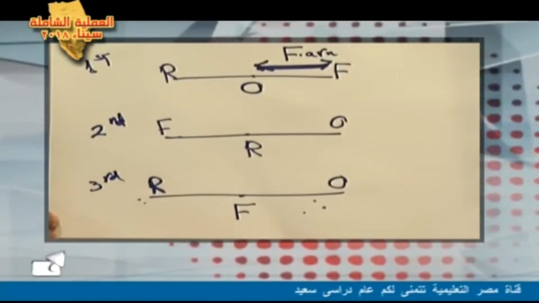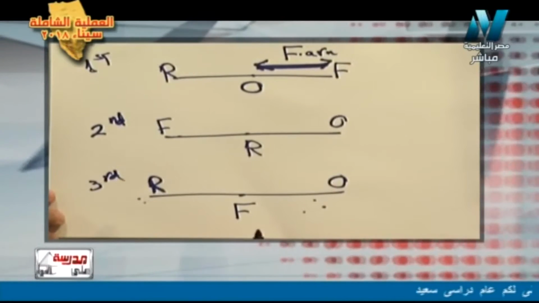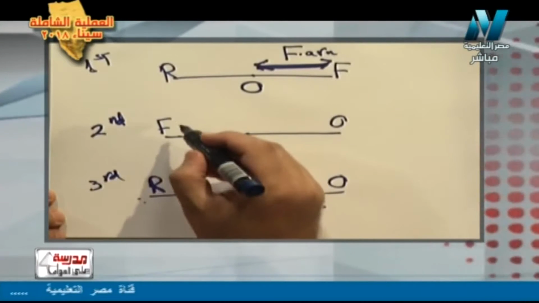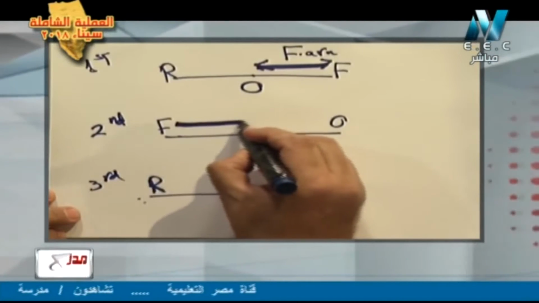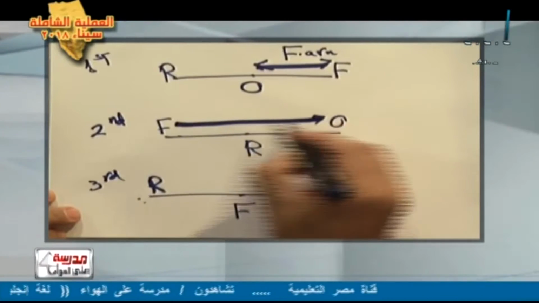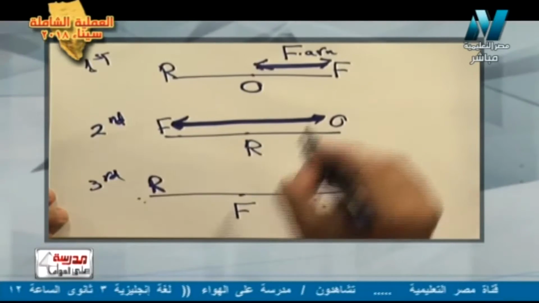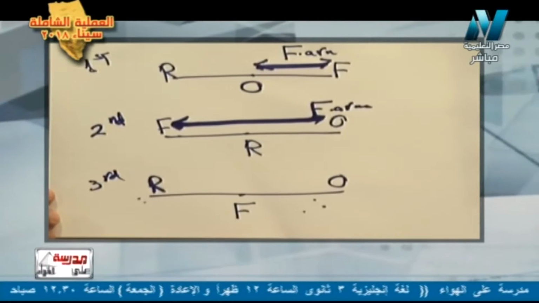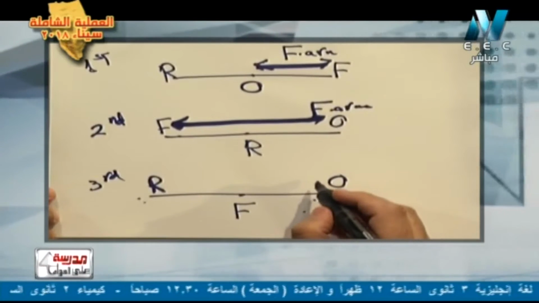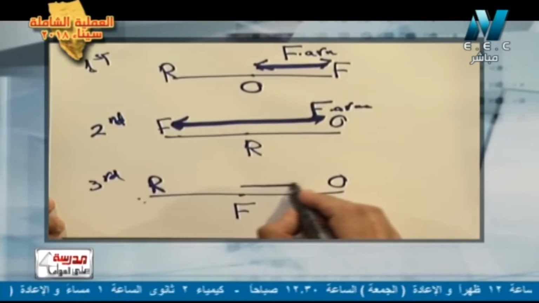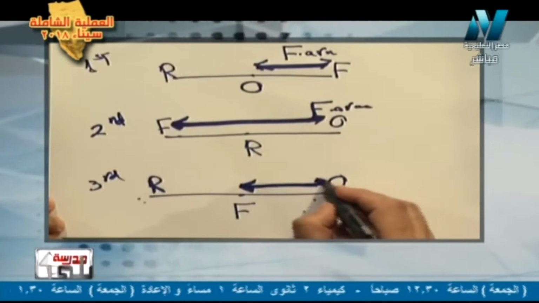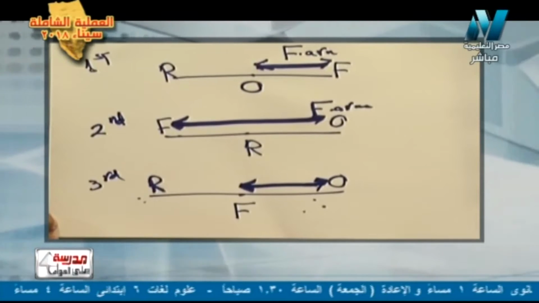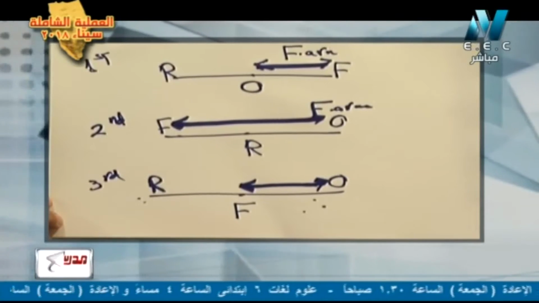So what about the effort force arm in second class lever? It is the distance between effort force and fulcrum. So all this distance, it's a great distance. What about third class lever? In the third class lever, the distance between effort force and fulcrum is the effort force arm. Okay, here I draw it with a thicker line to compare it with the resistance arm.